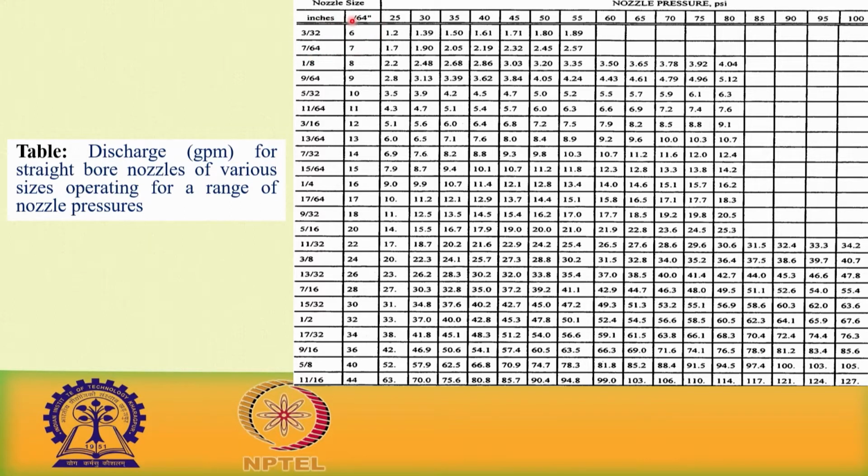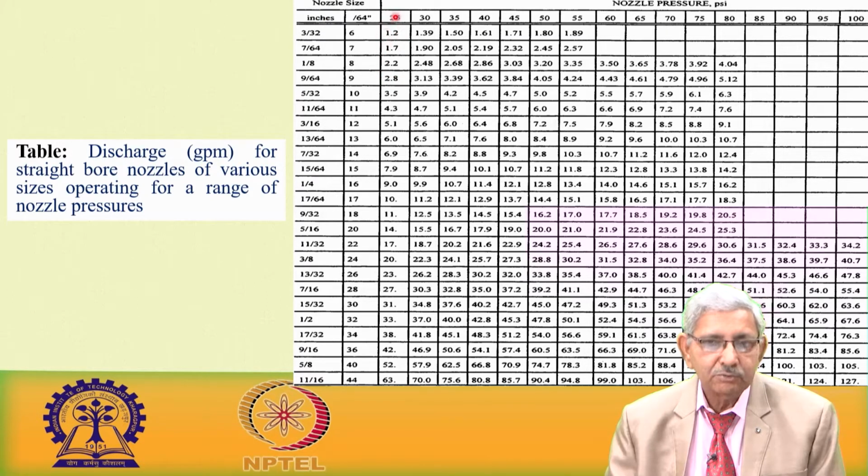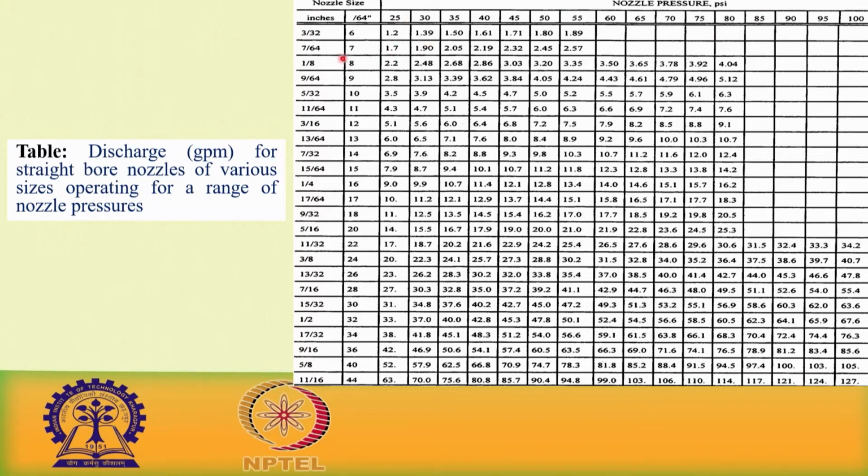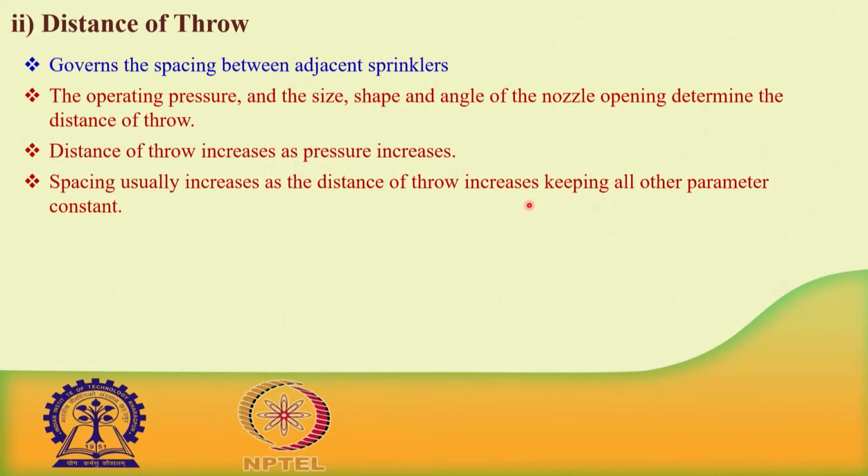6 by 64, this is the spreader nozzle. Particularly this nozzle, there is a twin nozzle system, and when this twin nozzle is operating at 25 psi, that is 25 pounds per square inch, it will deliver 1.2 gallons per minute as the discharge. Like this for different pressures, the discharge table is supplied by the manufacturer, it is available, or else one can calculate the value of the discharge.